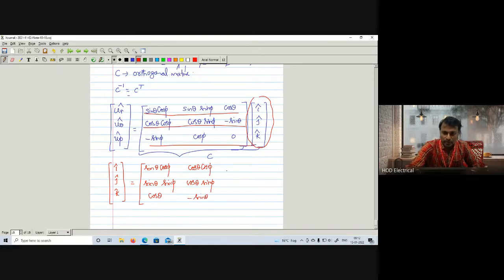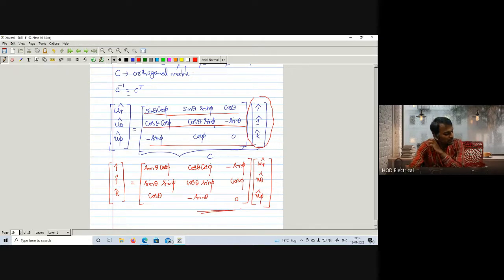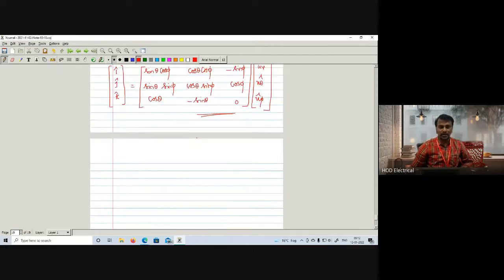Then the next row: minus sin phi, cos phi, 0, multiplied by u r hat, u theta hat, u phi hat. This is what we can write for all the vectors; the earlier equation gives Cartesian to spherical, and this one gives spherical to Cartesian for the unit vectors alone. Then let me explain how one can derive this equation for all other vectors.